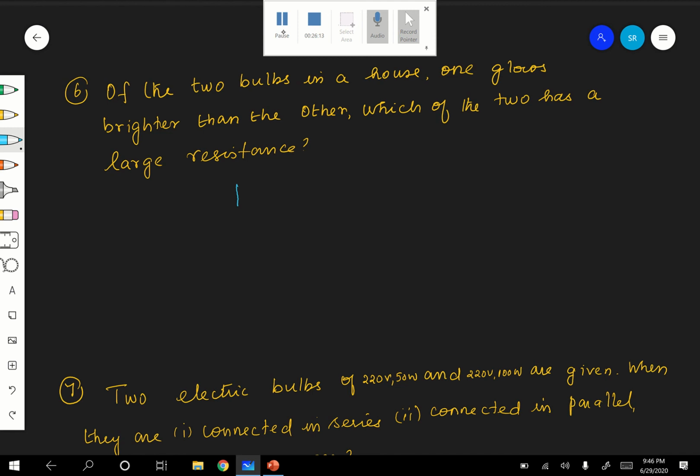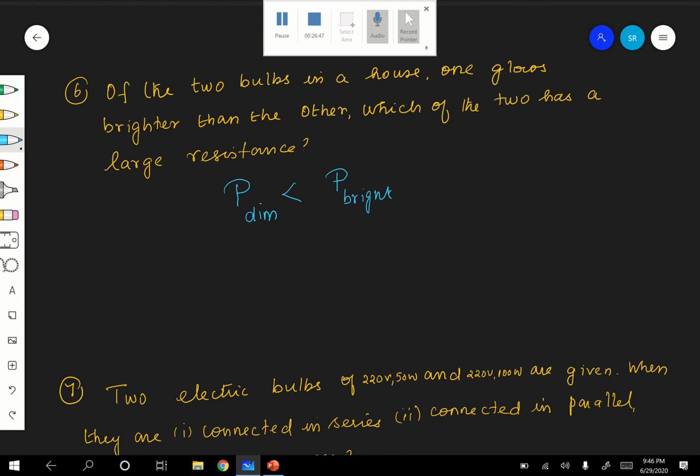Therefore, you can say the power of the dim bulb, which glows dim, is less than the power of the one which glows bright. Are you following? Very important. Whichever glows bright draws more power. Therefore, the bright bulb draws more power. Therefore, P bright is more than P dim.